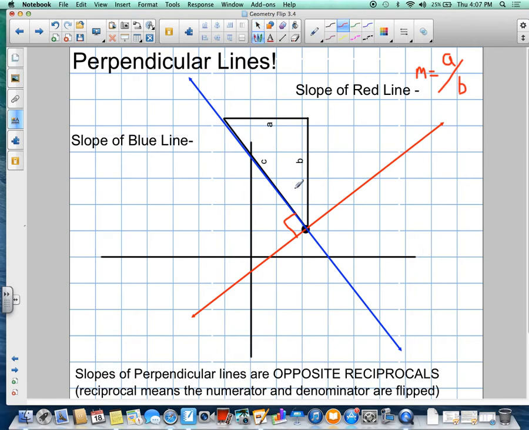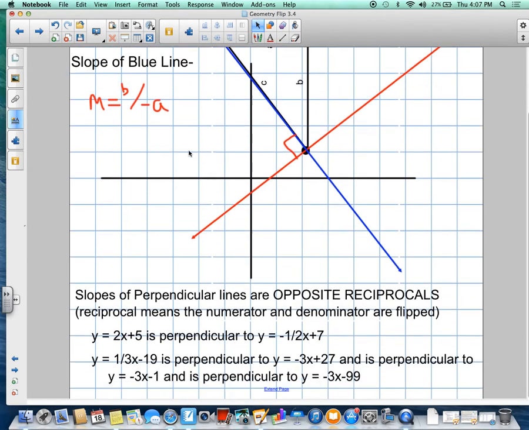Well, we know that the slope is the rise, so B. So we'll say M, again, equals B divided by, so we're going negative A in the x direction. So B divided by negative A. Okay, so we'll notice that we flip the A and the B, and the sign changes as well. All right, so we'll say that the slopes of perpendicular lines are opposite reciprocals.